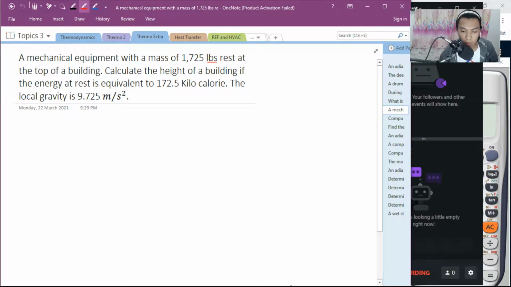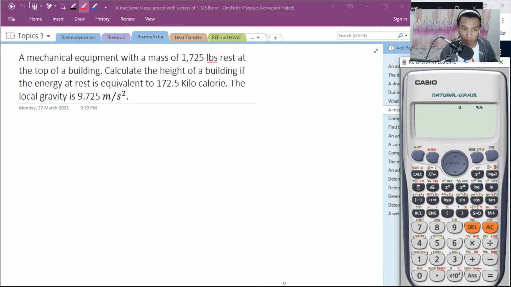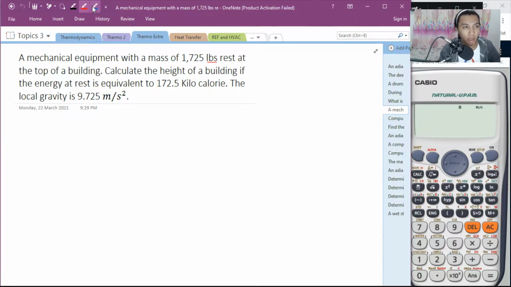Okay, for problems number 6 to 10, a mechanical equipment with mass of 1,725 pounds at rest at the top of the building. Calculate the height of the building if the energy at rest is equivalent to 172.5 kilocalories.